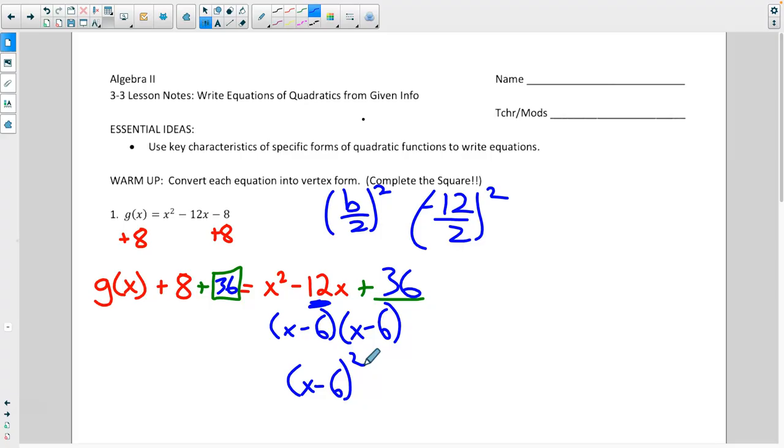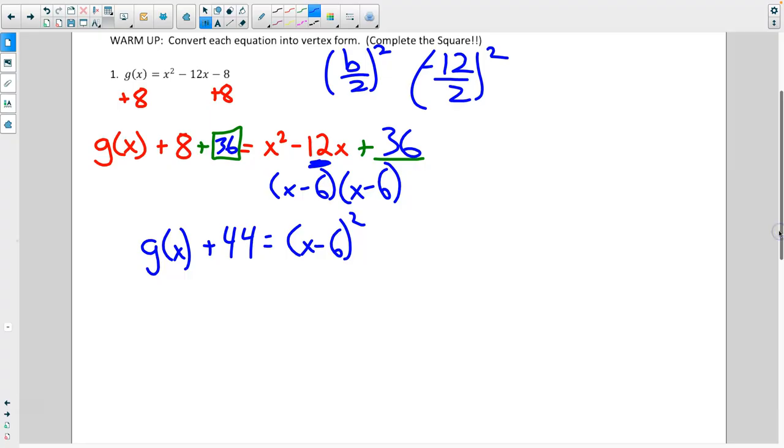Okay? Now, on the left-hand side, I have g of x plus 44 is equal to that. And folks, remind me, what's my last step? Subtract the 44. Thank you.